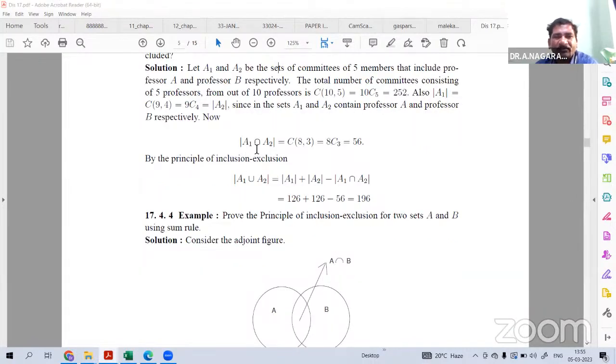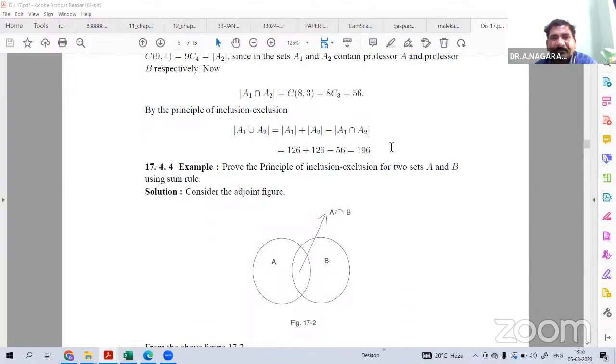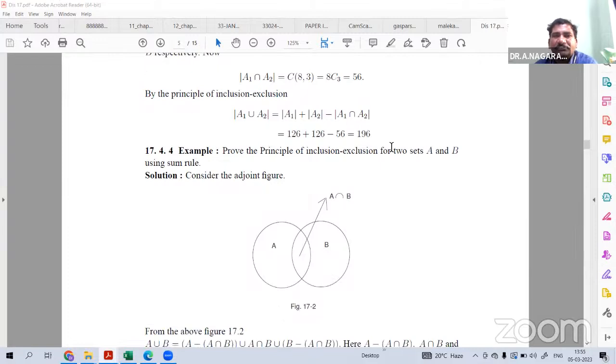The counting of A1 ∩ A2 equals 8C3, which equals 56. By the principle of inclusion and exclusion, the counting of A1 ∪ A2 equals count A1 plus count A2 minus count of A1 ∩ A2.